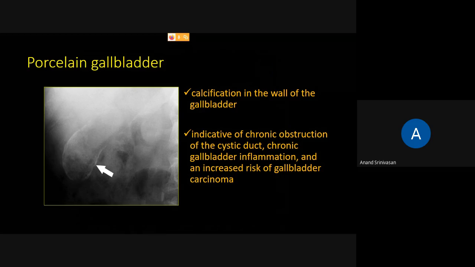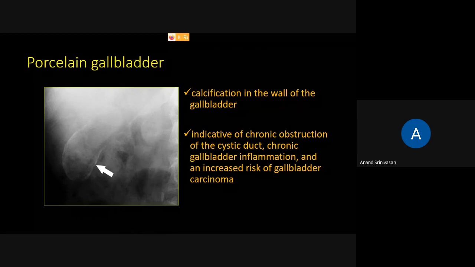So the next one is porcelain gallbladder. So what is this porcelain gallbladder? It's a condition in which there is a calcification of the gallbladder. Why is there a calcification of the gallbladder? Suppose there is a chronic obstruction or a stricture or a cancer along the biliary apparatus. The gallbladder will be distended for a long time, and when it is distended for a long time, there will be a calcification along its entire wall lining. This is called porcelain gallbladder.